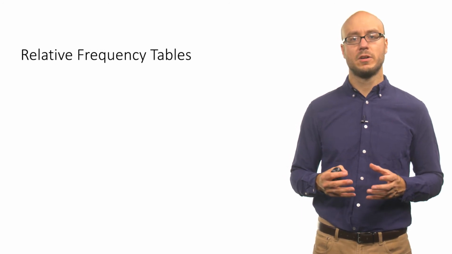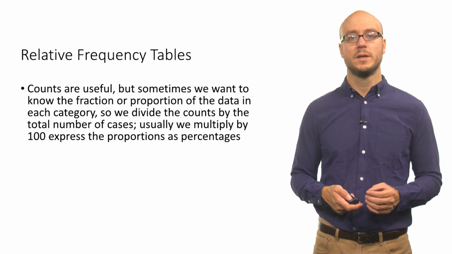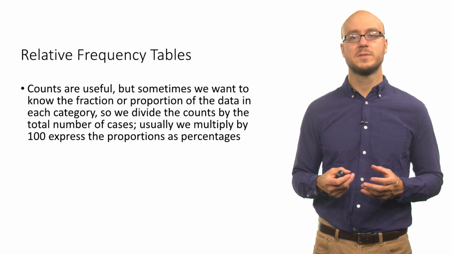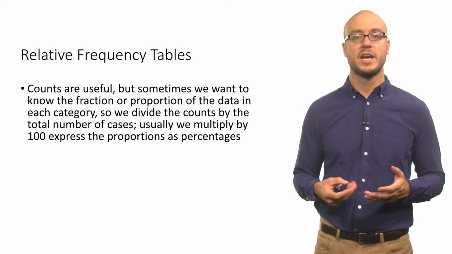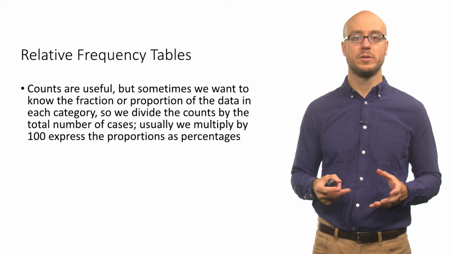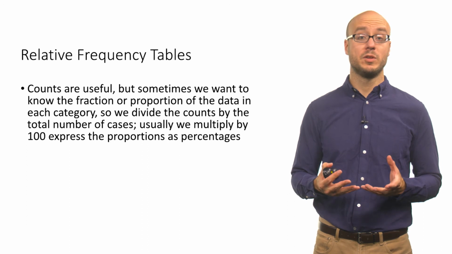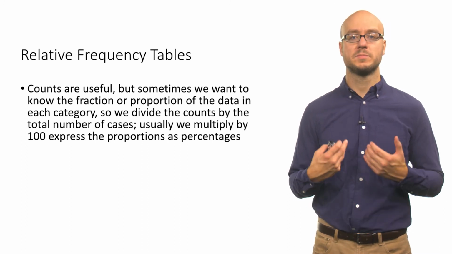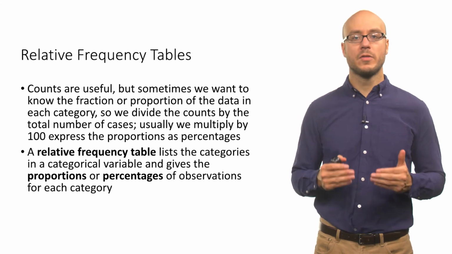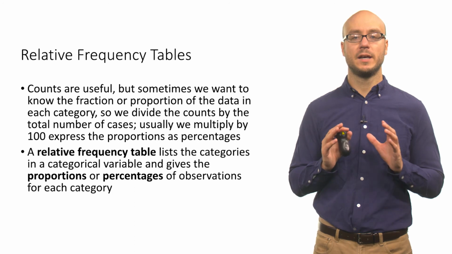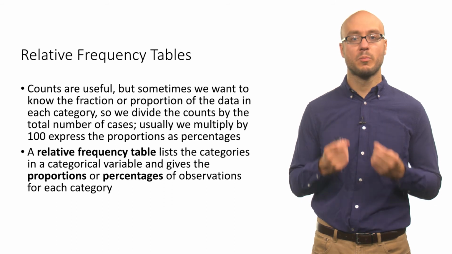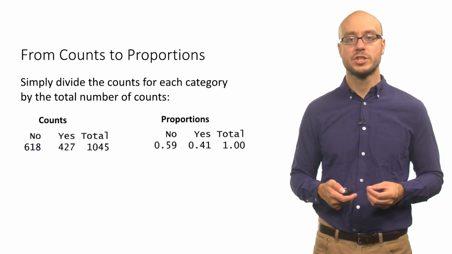Besides a table of counts, you can also create what's called a relative frequency table. Sometimes a relative frequency is more useful. So a relative frequency is simply a proportion or percentage of each category. To calculate the proportion, you just divide the counts by the total number of cases. That will give you the proportion, but usually we want to multiply by 100 because people like to express proportions as percentages. So we call this a relative frequency table, and it's simply a table that gives the categories of a categorical variable, and it gives the proportions or percentages of observations for each category.